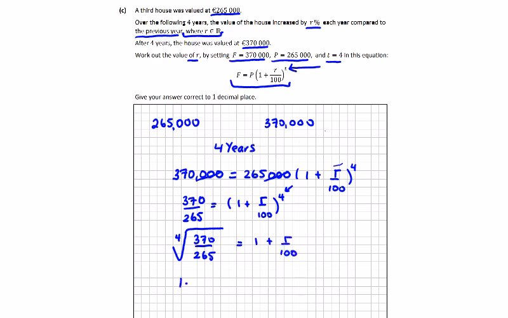And this works out to be 1.08702. That's going to be equal to 1 plus R over 100. So you can see we have the 1, so R is going to be 8.70002%, and then we want 1 decimal place, so R will be 8.7%, which you could sub back in here if you wanted to check if you had time at the end of the exam.